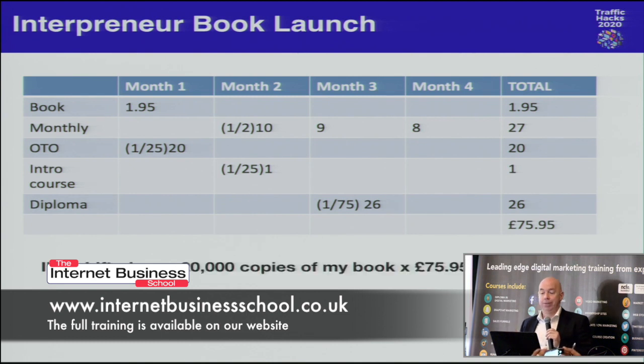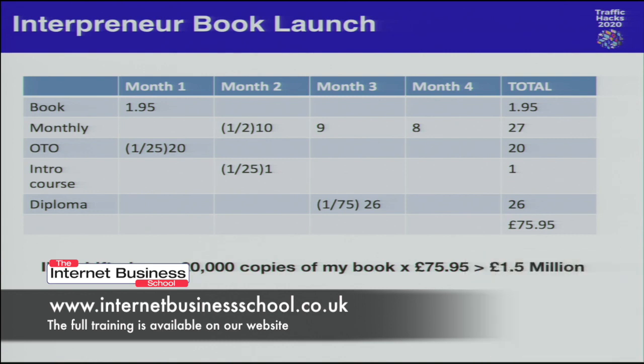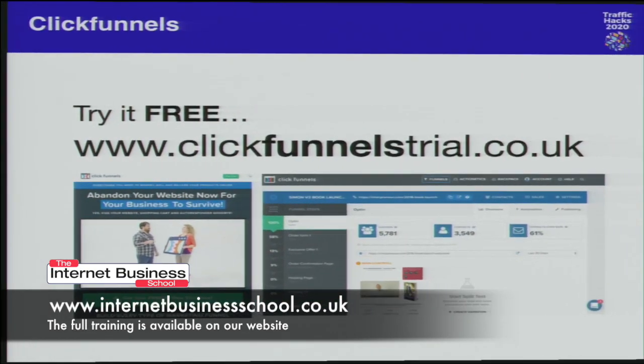So that's sales funnels. And I've shifted over 20,000 copies of that book. So that turns into 1.5 million quid of sales, which has been quite a good book. So the lesson here is write a book, okay? Books are good. It took me too long.